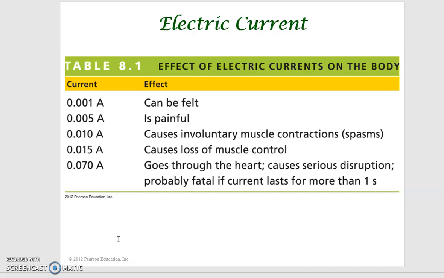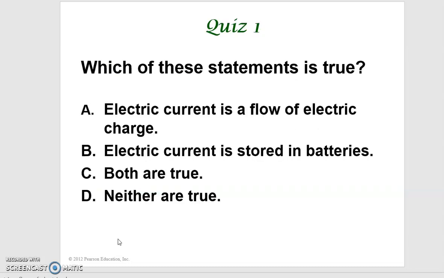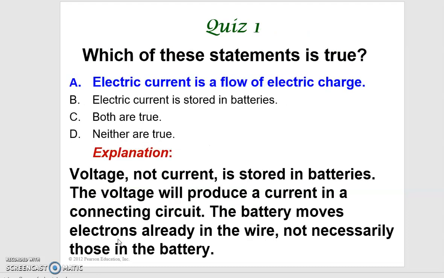Now let's have another conceptual quiz. And the answer is A. Electric current is the flow of electric charge, and it is not intrinsically stored in the battery. The battery only provides voltage difference. It is the electrons within the wire that move and flow.